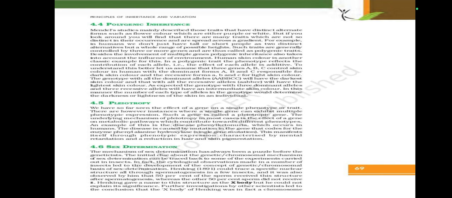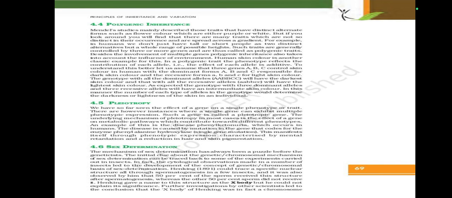phenylketonuria, which occurs in humans. The disease is caused by a mutation in the gene that codes for the enzyme phenylalanine hydroxylase, a single gene mutation. This manifests itself through phenotypic expression characterized by mental retardation and a reduction in hair and skin pigmentation.